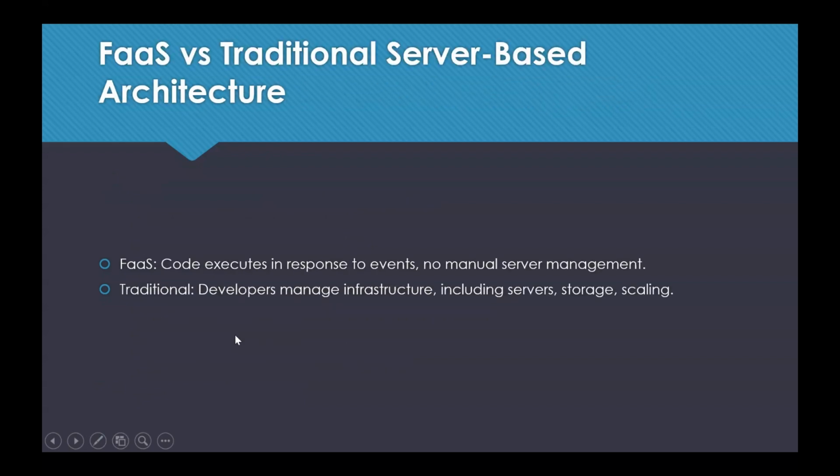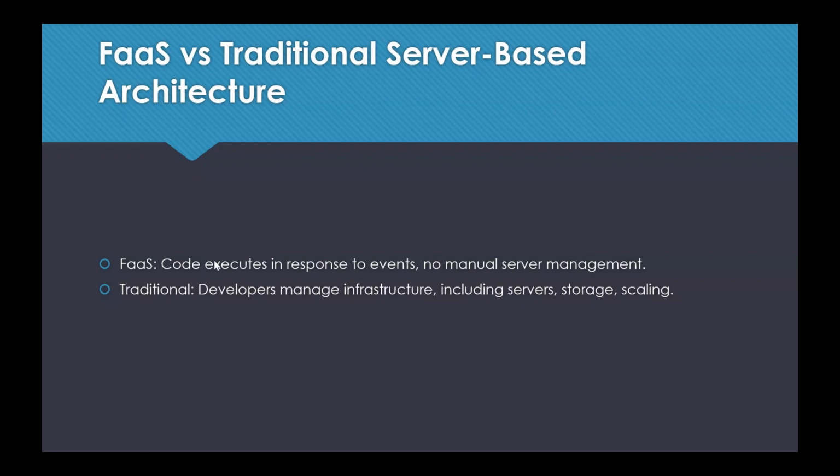Now let's go ahead and compare function as a service with traditional server-based architecture. What are the advantages we get in function as a service as compared to traditional server-based architecture? In function as a service, the code executes in response to events. There is no manual server management. You don't have to manage anything manually on the server side. You can just run this.